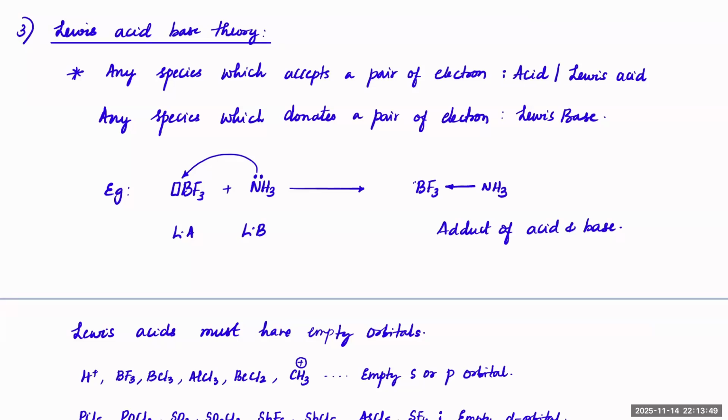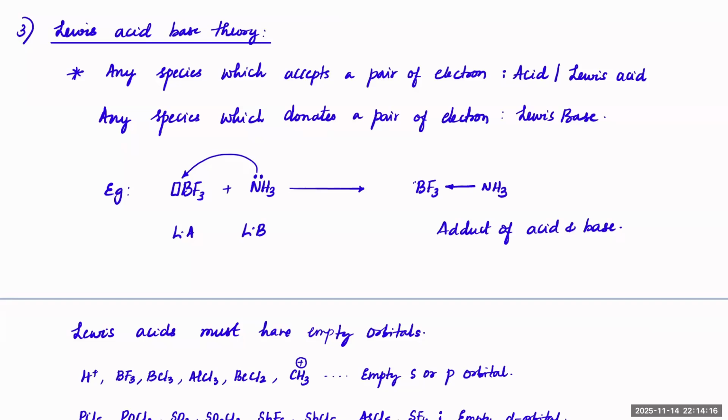It could be an empty p orbital, empty s orbital, or empty d orbital, but it must have an empty orbital. Keep that in mind. Then those we call Lewis acids. Any species which donates a pair of electrons, we call Lewis bases. It should have a lone pair on it. If you have a lone pair on a species, it can act like a Lewis base.